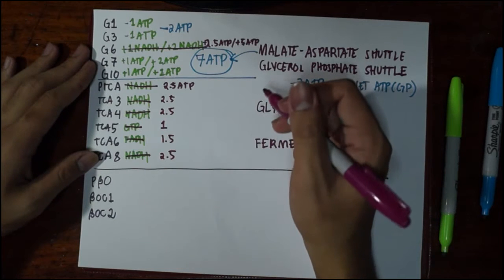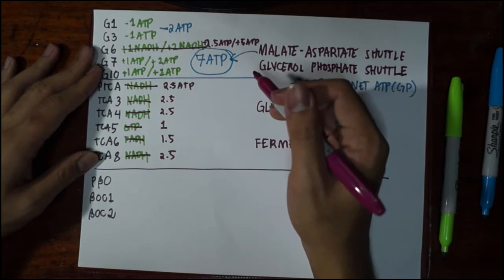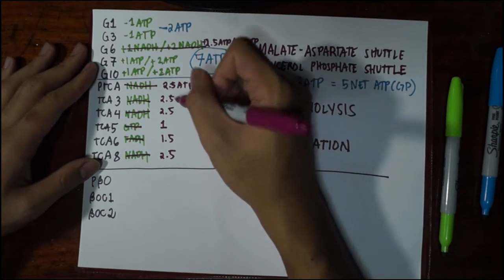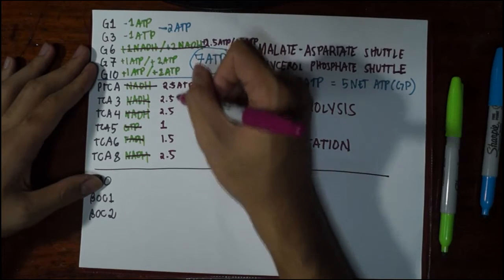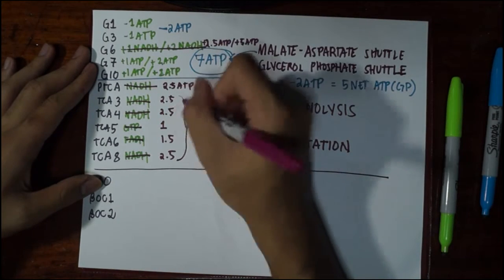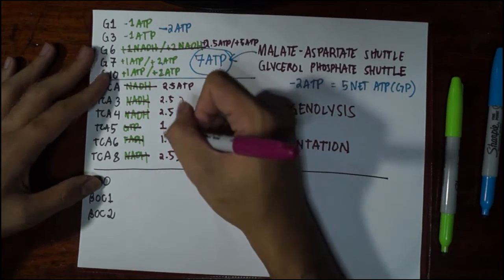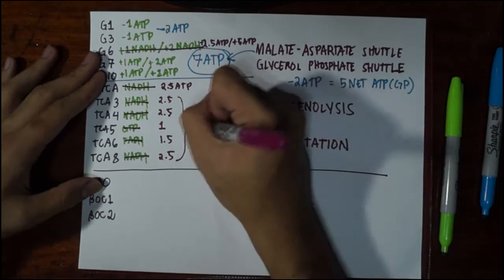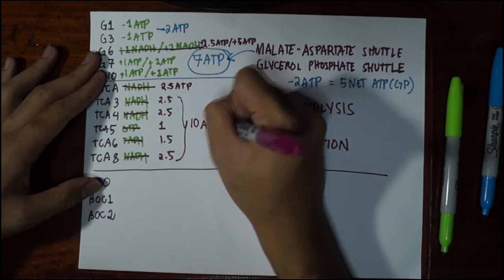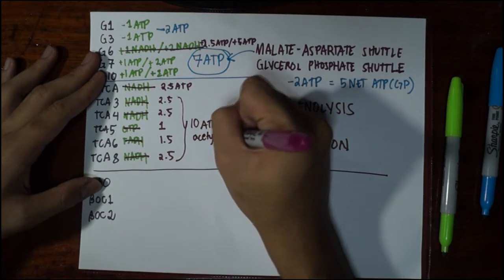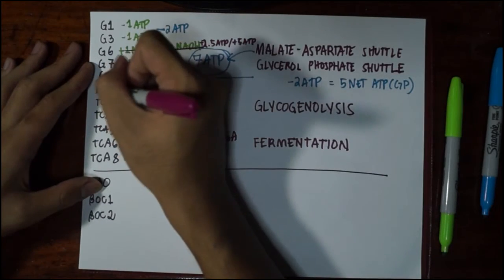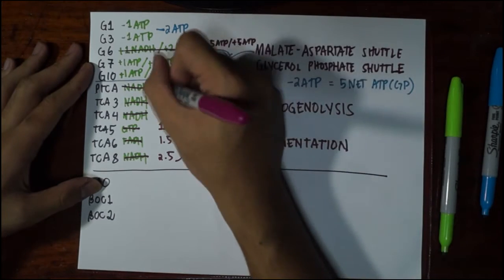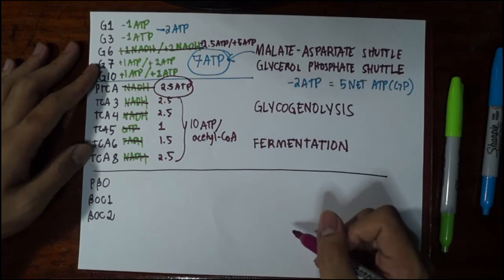So meaning, for every time an acetyl-CoA undergoes the tricarboxylic acid cycle, how many do we get? 2.5 plus 2.5 is 5, plus 1 is 6, plus 1.5 is 7.5, and 7.5 plus 2.5 equals 10. So you have 10 ATP per acetyl-CoA. And that is not yet including the step before the tricarboxylic acid cycle, which is an additional 2.5 ATP.